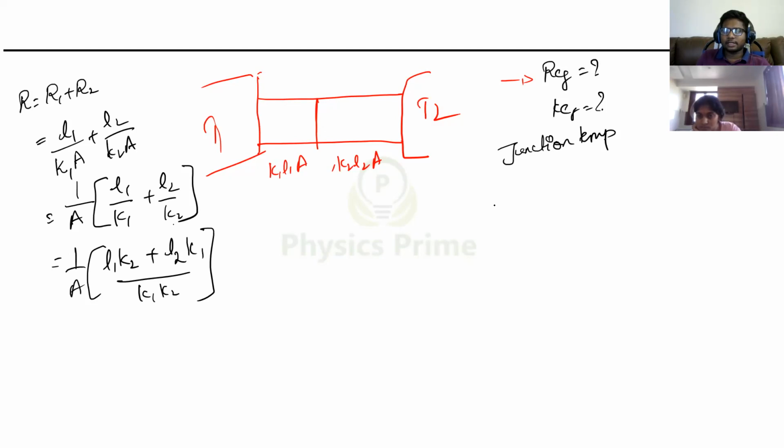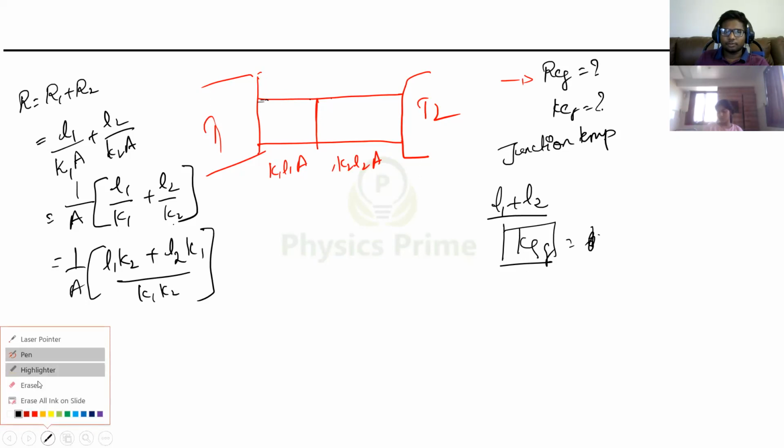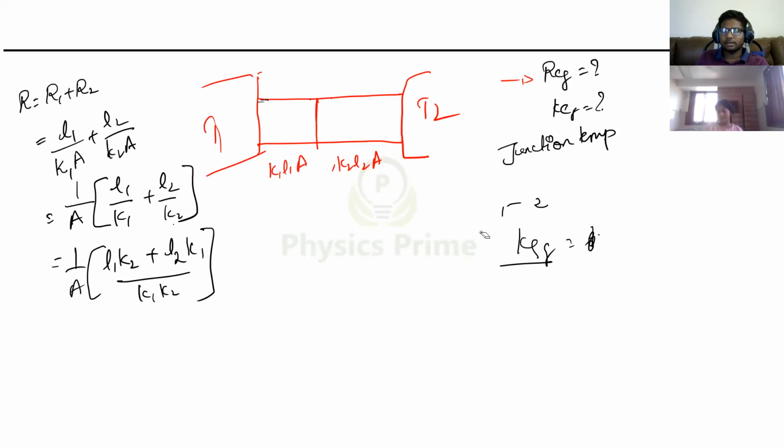Then K equivalent is nothing but what? Both rods combined together, length will be L1 plus L2. That means K equivalent is equal to what? K equivalent I want to write here. So K equivalent is what? Tell me. What is the resistance of both the rods here? K equivalent will be L1 plus L2 upon K.